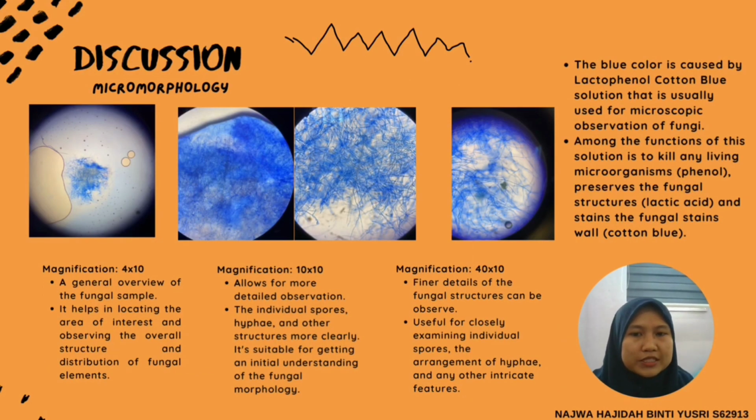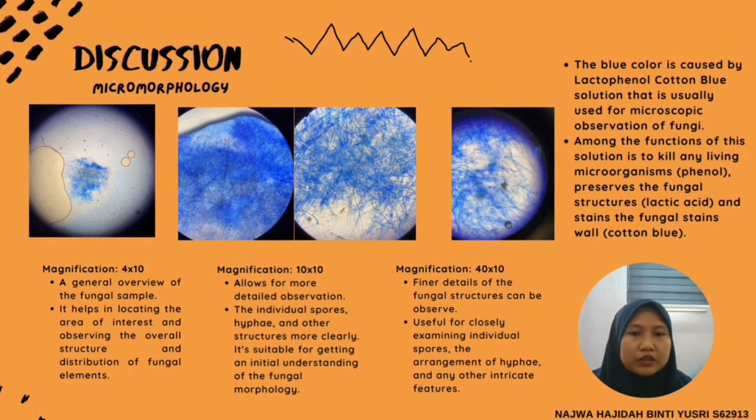At the first picture, which is 4 times magnification, we can see a general overview of the fungal sample. It helps in locating the area of interest and observing the overall structure and distribution of fungal elements. The second one is 10 times magnification, which allows for more detailed observation, and the individual spores, hyphae and more structure are seen more clearly. It is suitable for getting an initial understanding of the fungal morphology.